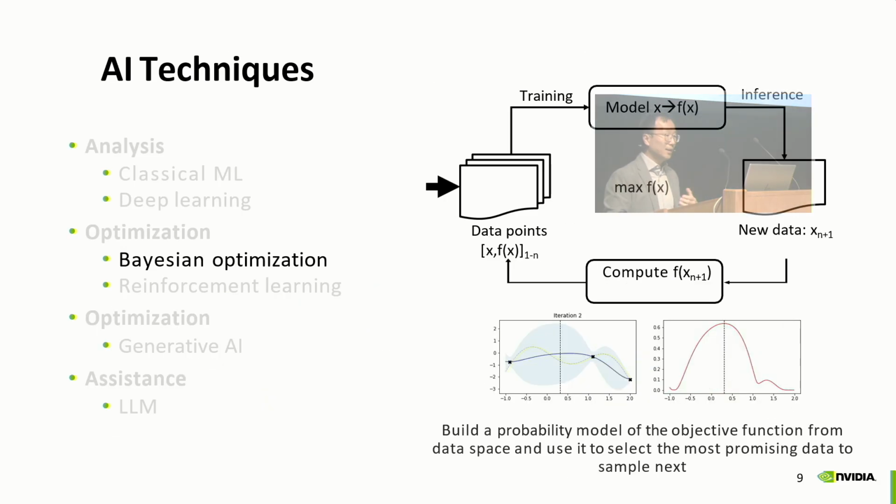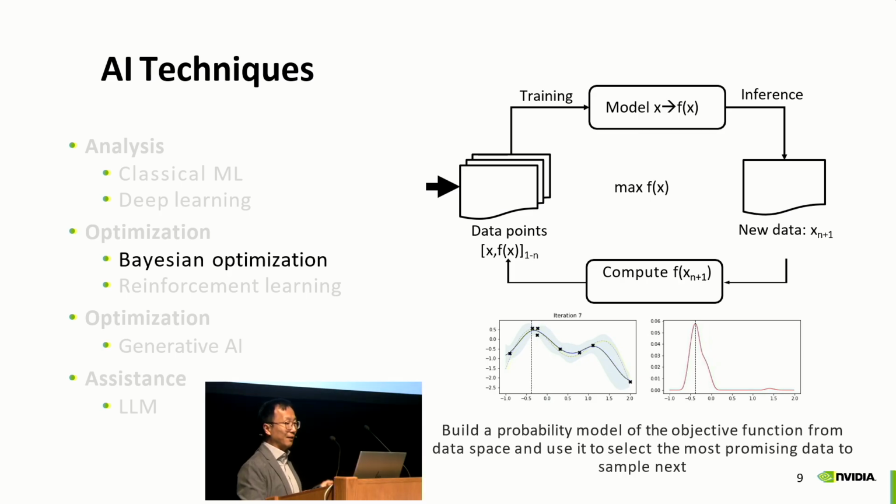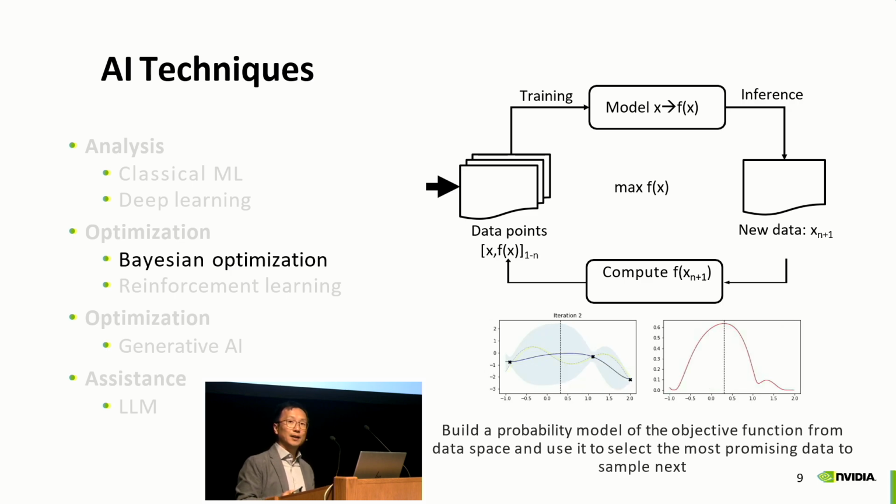So next let's discuss AI for optimization techniques. The first technique is Bayesian optimization. It aims to optimize a black box function, for example, maximizing this function f of x without knowing the details of f. It optimizes this function by iteratively sampling x and evaluating f of x. And after a number of trials, it finds the best x it has sampled.